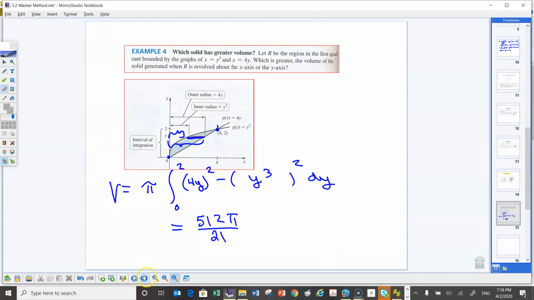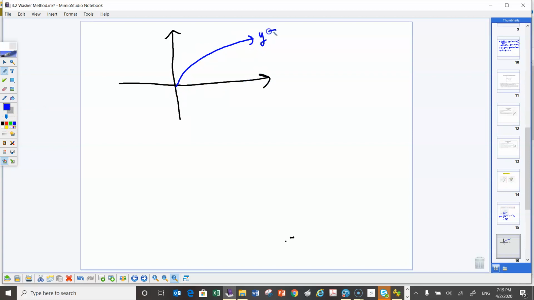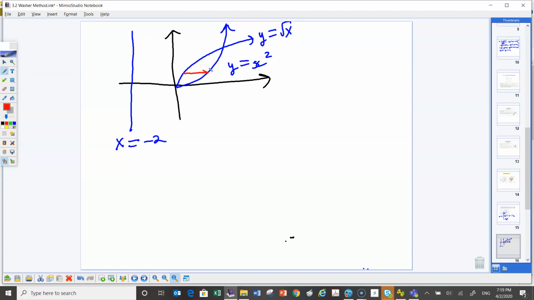So let's say we have the two functions. We'll draw our grid here. Let's say our first function is y equals root x, and our second function is y equals x squared. And we want to revolve this around the vertical line x equals -2. Again, we will draw slices perpendicular to the axis of rotation, and if I'm revolving that slice around the line x equals -2, obviously it's not touching the axis of rotation, so it's going to be a washer.